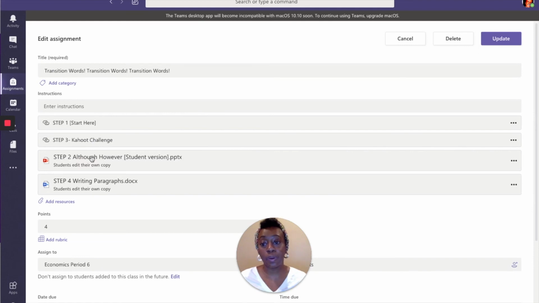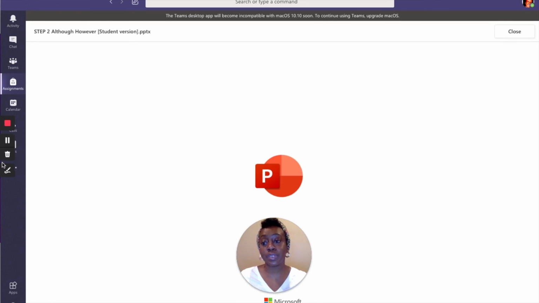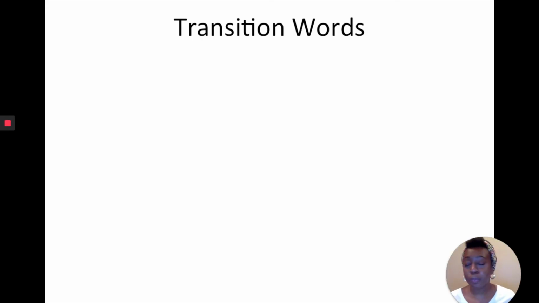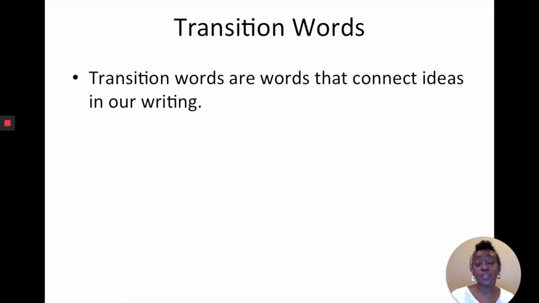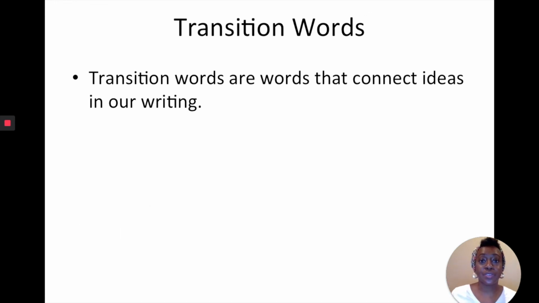Step 2, although, however. We're going to be focusing on those 2 transition words in particular. So what are transition words? You're probably scratching your head if you're not sure. You probably already heard about these words in your other classes, particularly ELA. So let's start off. Transition words are words that connect ideas, okay? When we're writing, we want to make sure that our sentences are clear, that they're coherent. Coherence is a really important skill that you need to master while you're in high school.